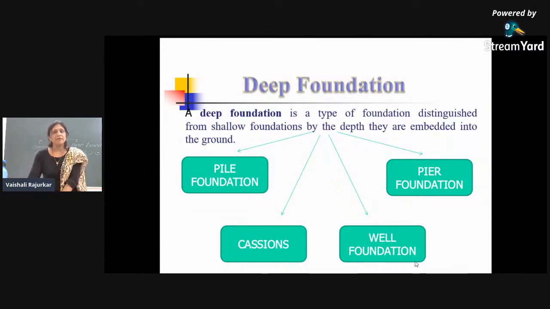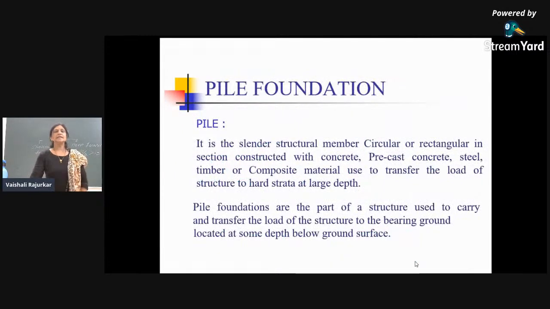Now tell me where these types of foundations are recommended. So these piles are the slender structural member which may be circular, rectangular, square, or any shape. So that is basically called the pile foundation, right? Then the pile foundation can be a precast concrete pile, or it may be a steel pile, or it may be a cast in situ pile, right?